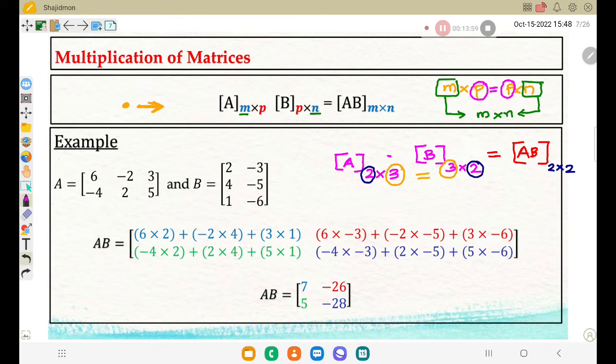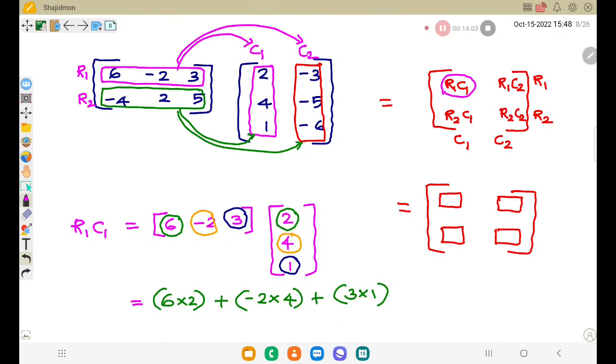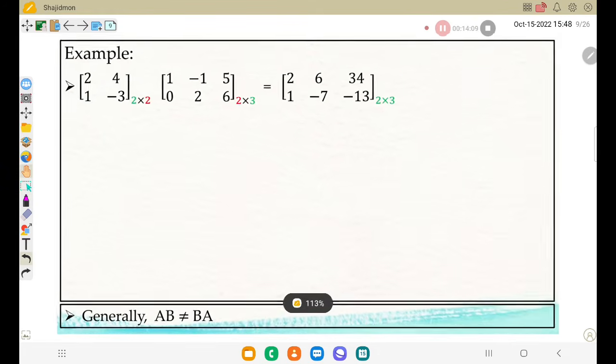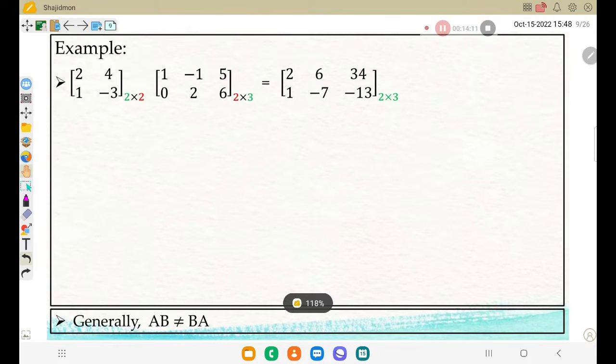I hope you understood how to multiply two matrices. Now, for example, here is one example. We can do this question so that you understand how to multiply two matrices. The answer is also given here, but we can check. What is the first matrix order? First check, A matrix. What is the order of A matrix? 2 by 2. Correct? Now what is the matrix B order? Matrix B order is 2 by 3.